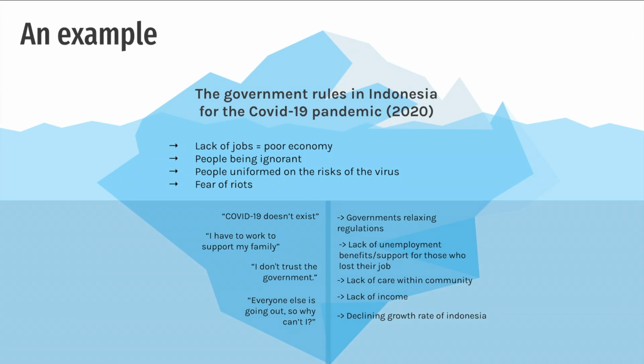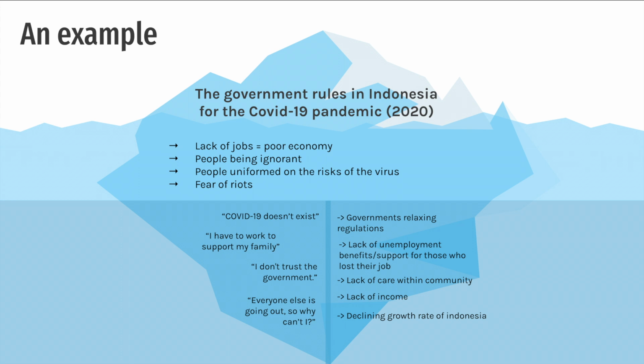Here is an example of the iceberg. The event is the government rules in Indonesia for the COVID-19 pandemic 2020. The behavioral patterns include lack of jobs, which leads to a poor economy, people being ignorant, people uninformed on the risk of the virus, and fear of riots.